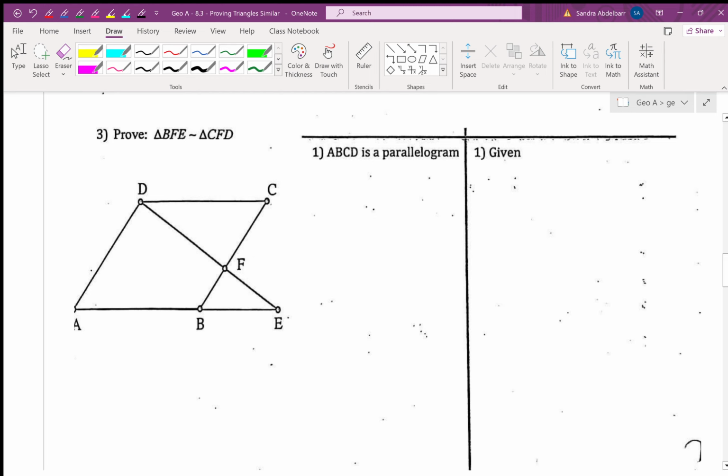So you can use the properties of the parallelogram to help you. You'll need to use the properties of the parallelogram to help you. There's no way around it.